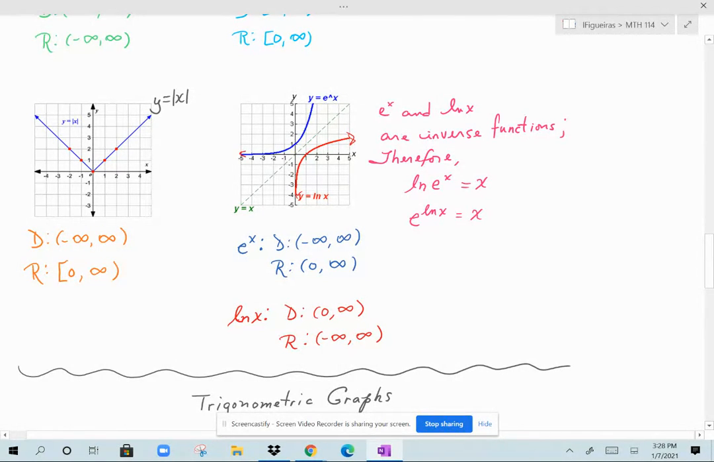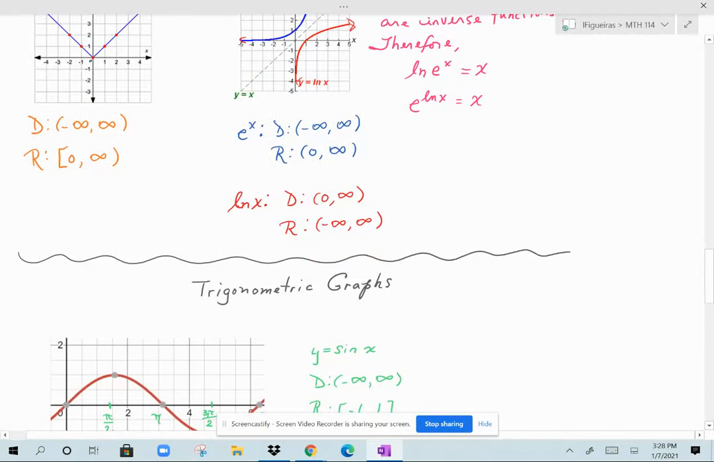Another attribute of inverse functions is that the domain of one function is the range of the inverse, and the range of one function is the domain of the inverse. So they switch. So basically your x's and your y's switch.